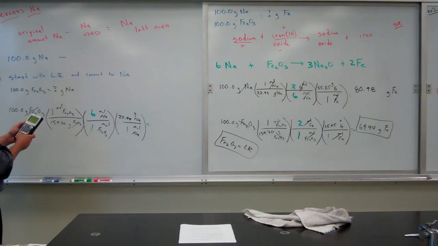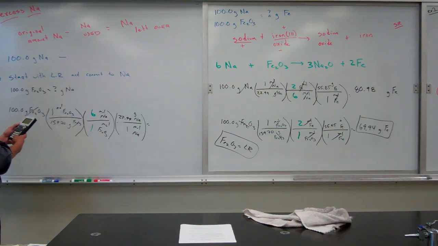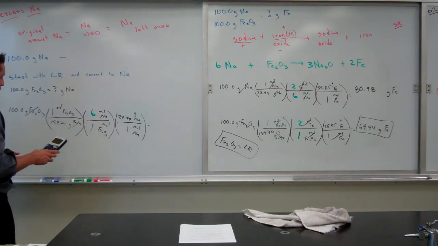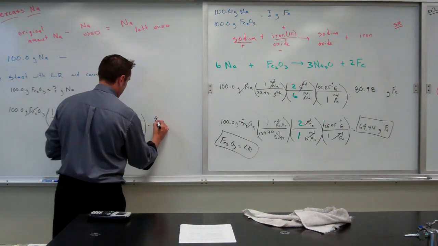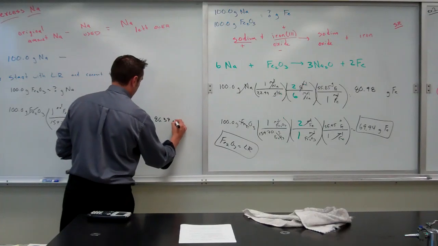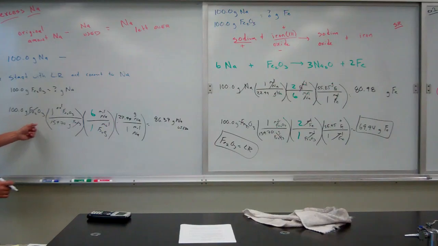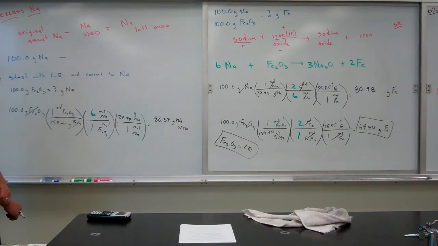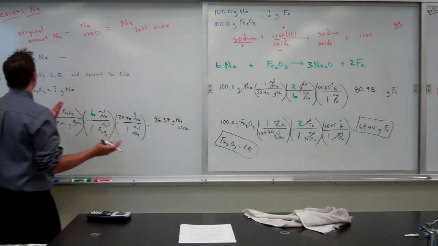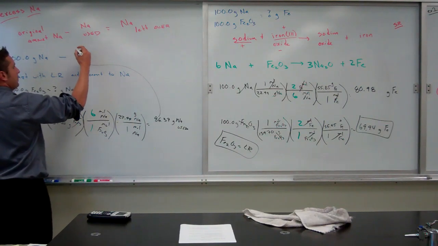100.0 divided by 159.70 times 6 times 22.99. Right? And with the 4 sig figs that were allowed, you'll see we use 86.37 grams. And that's how much got used. This amount of Fe2O3 needed that amount of Na to react. The only problem you have left is to plug this in up here.